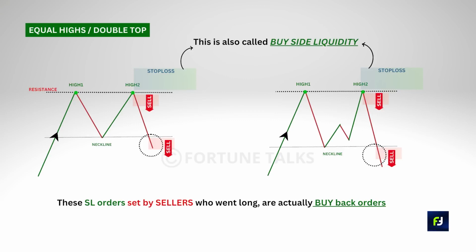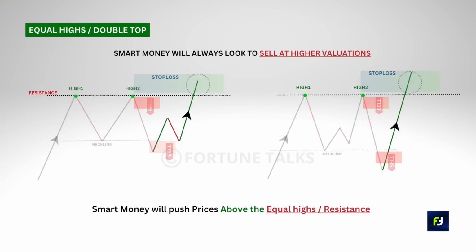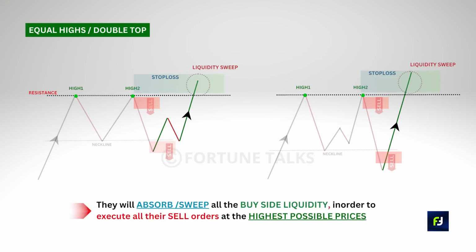So, what do you think will happen next? Smart money will always look to sell at higher valuations, and they will try to collect the retailer buy stop loss orders, or the buy side liquidity, which is clustered above the double top or the top resistance level. So, most often they will push the prices higher and break above the equal highs or resistance so as to absorb all the retail orders to sell their positions at the best possible prices.